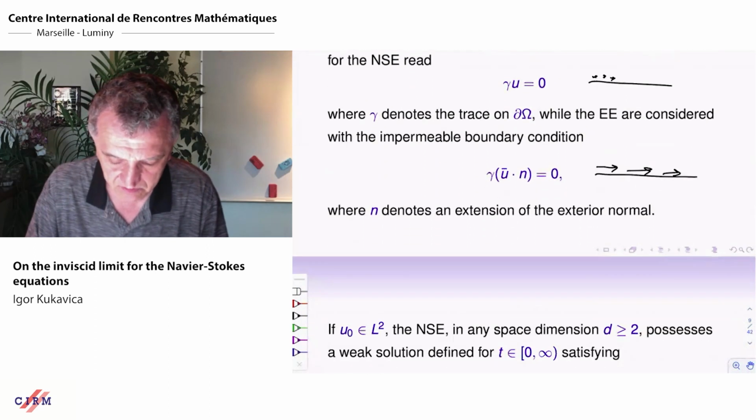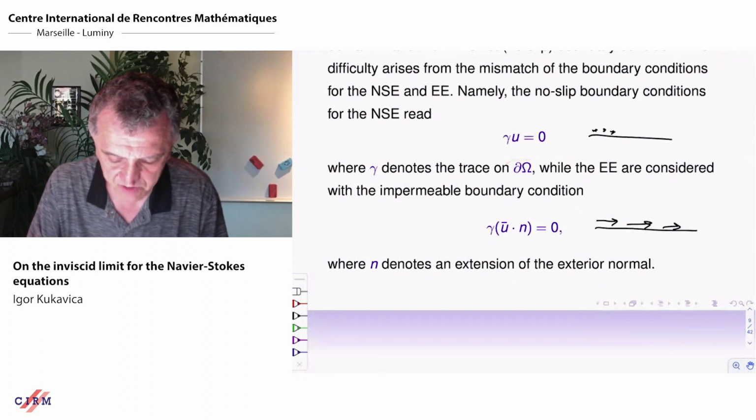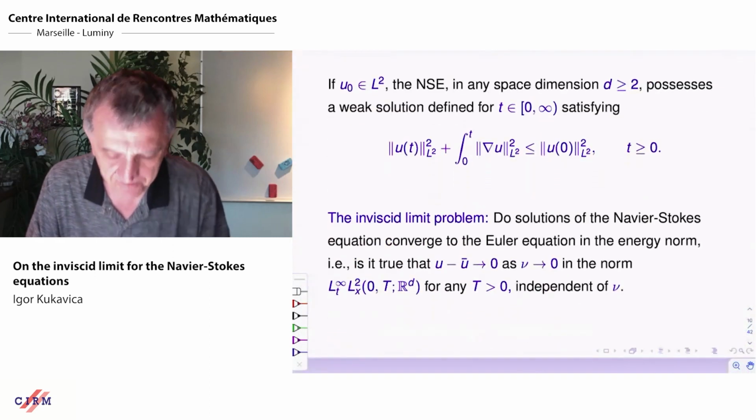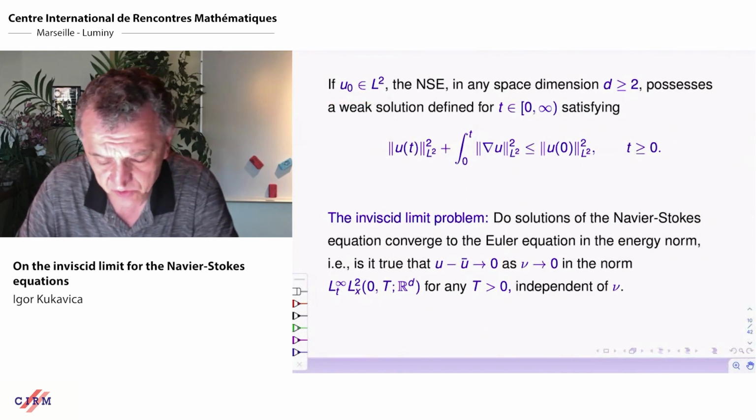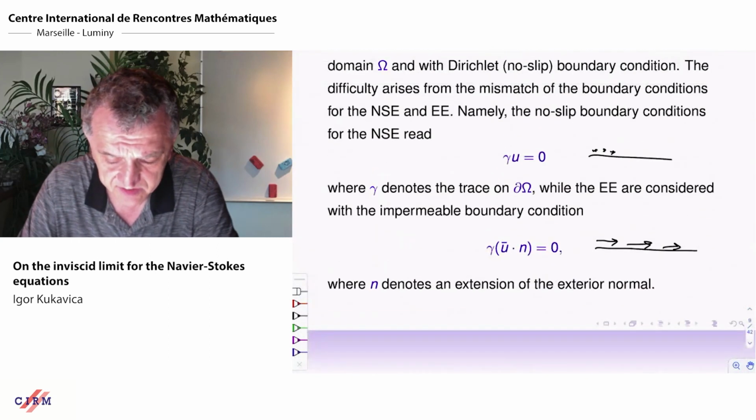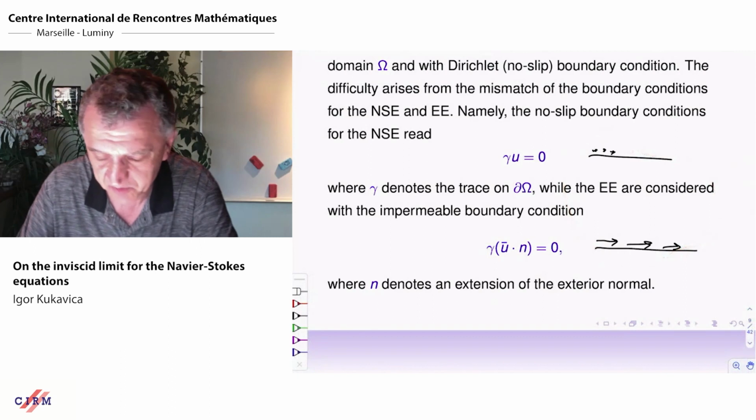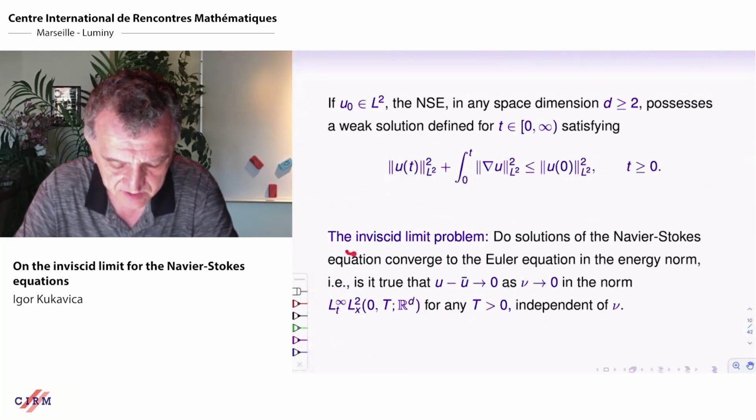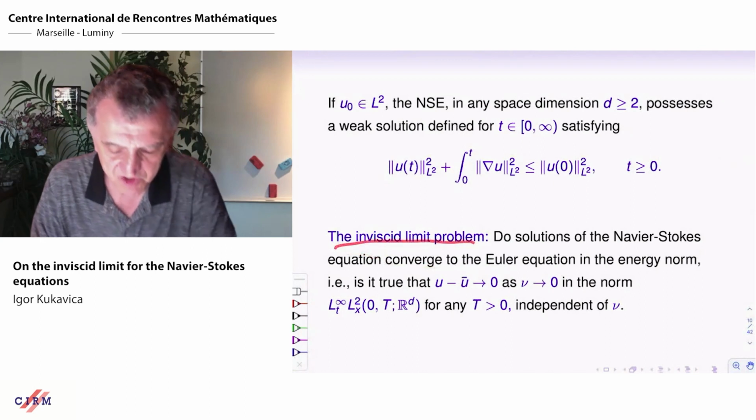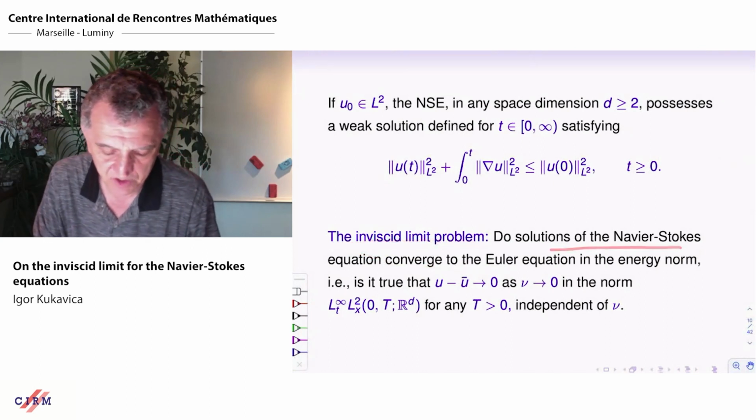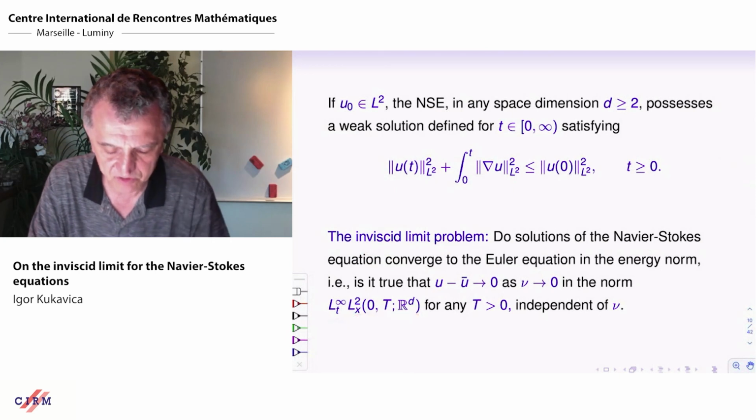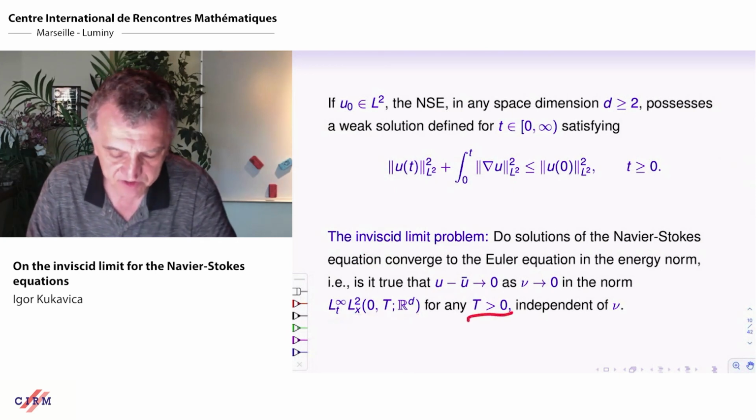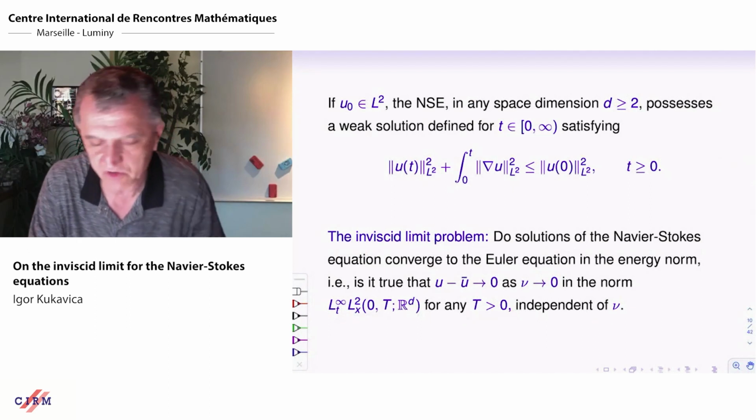Okay, so these are the boundary conditions for the Navier-Stokes, and this for the Euler. But we know that for u naught in L2, the solution exists, and this only precludes the convergence in L infinity, but maybe in L2 it would still hold. And this is what we call the inviscid limit problem, which asks, do solutions of the Navier-Stokes equations converge to the Euler equations in the energy norm? Namely, do we have u minus u bar in the norm L infinity L2 for some small t, but which has to be independent of ν?